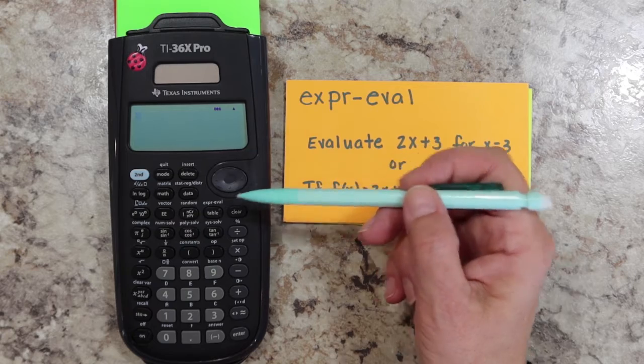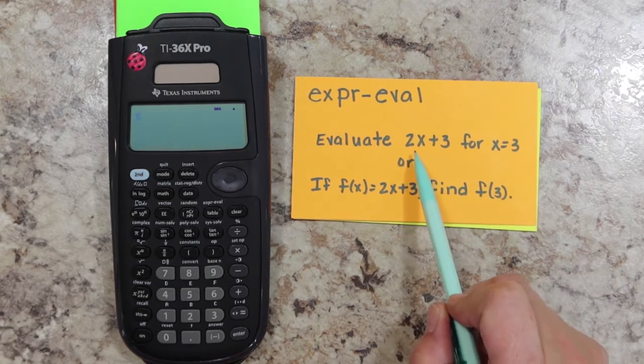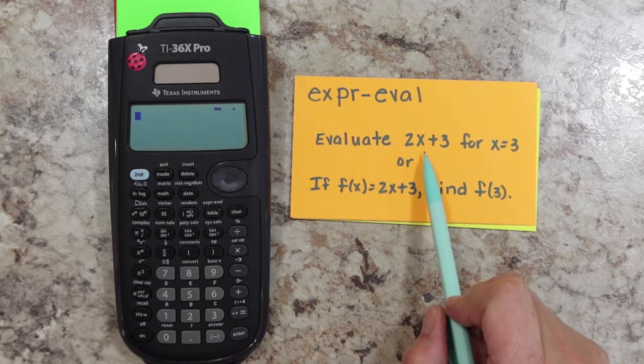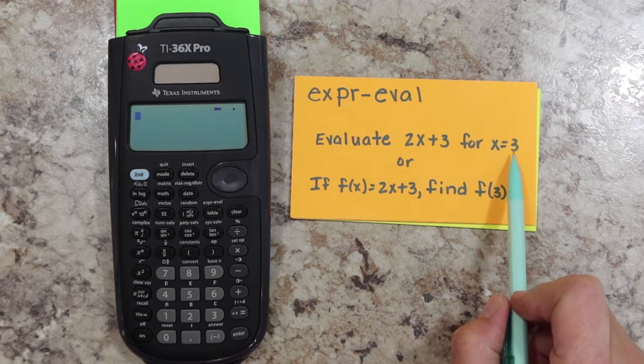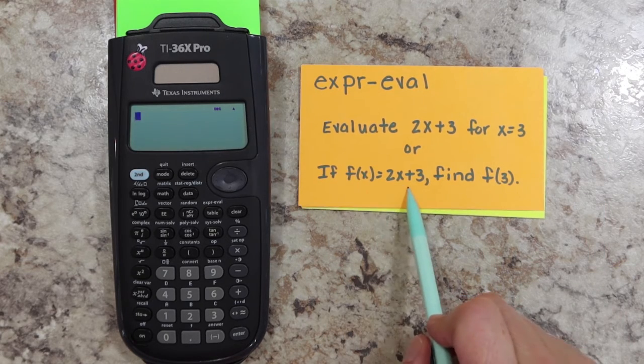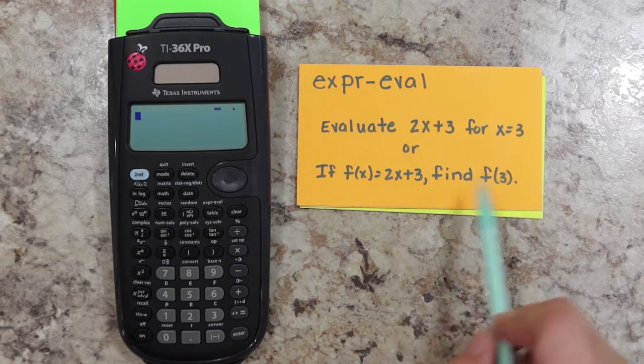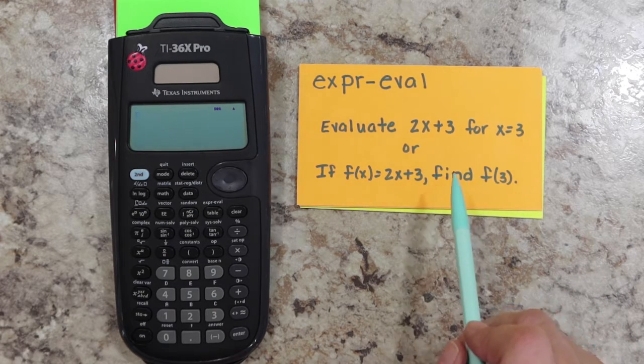You're just trying to evaluate it. And these problems can look two different ways. It could tell you to evaluate 2x plus 3 for x equals 3, or it could say if f of x equals 2x plus 3, find f of 3.